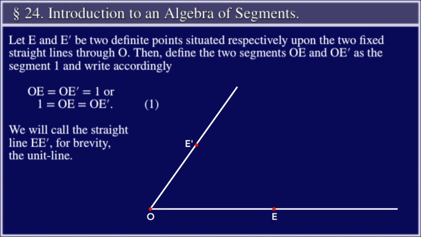Let E and E′ be two definite points situated respectively upon the two fixed straight lines through O. Then, defining the two segments OE and OE′ as the segment 1, we write accordingly OE = OE′ = 1, or 1 = OE = OE′. We will call the straight line EE′ for brevity the unit line.